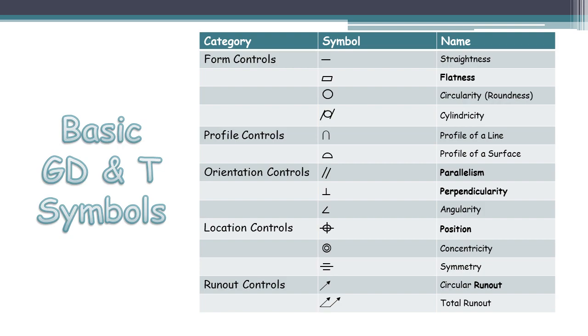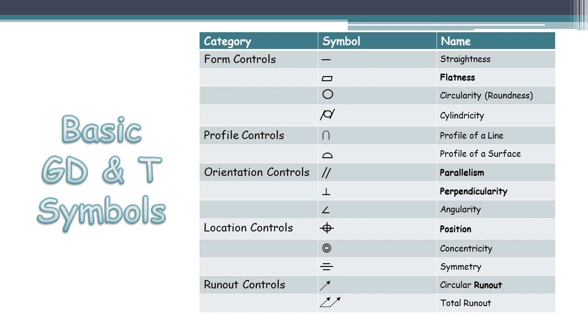Next is location control. It tells where a feature is positioned. Position, concentricity and symmetry are location controls. Position tells where exactly the hole is. Most important in GD&T. Concentricity tells how centered one circle is within another circle. Symmetry tells how centered one feature is relative to a center line. These location control symbols are used for assemblies where precise location determines fit and function.